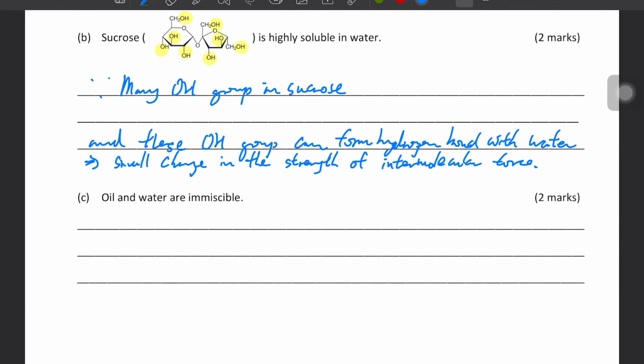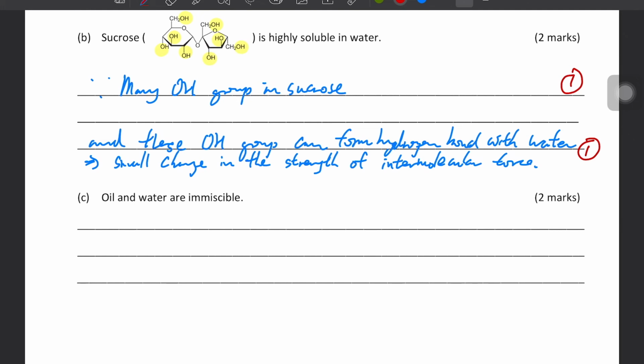As a result, there is a small change in the strength of intermolecular force. Well, this one we always mention, right? The reason I say this question is tricky is because, yes, it has many hydroxyl groups, so this is soluble. But what about starch? Those students who study biology will think that starch also has many hydroxyl groups. But why is starch insoluble?